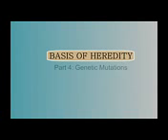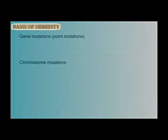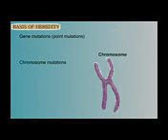Welcome to our fourth and final video in our series on genetics. In this part, we're going to look at genetic mutations. When we look at genetic mutations, we look at them on two different scales, gene mutations and chromosome mutations. And it really is all about scale.